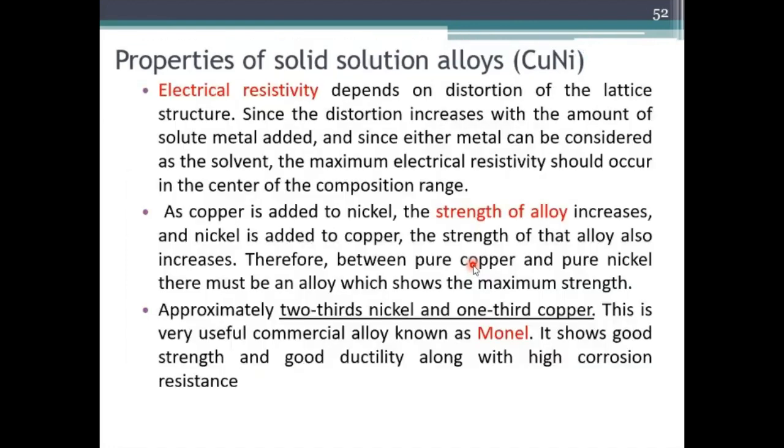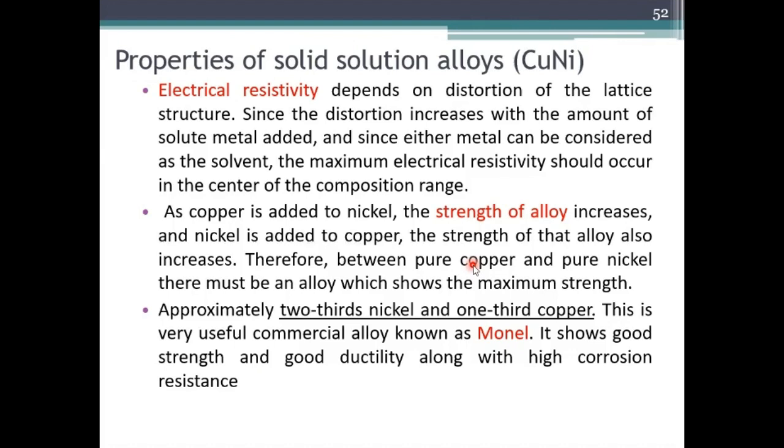Okay, so that is an example of this thing. Next, the properties of the solid solution. We told you that two elements are mixed and we have formed a solid solution. How the properties of that solid solution will be depending.